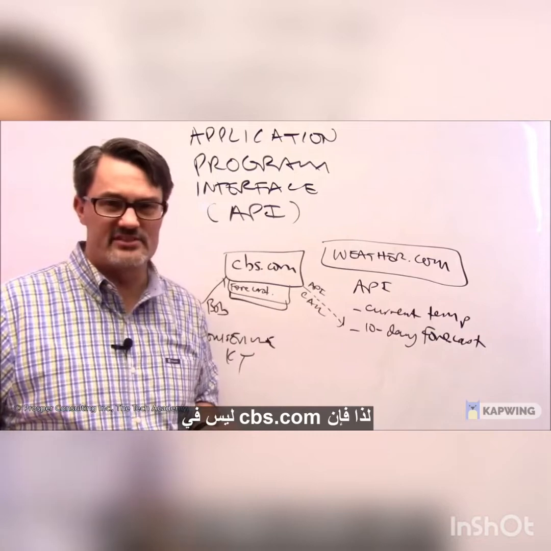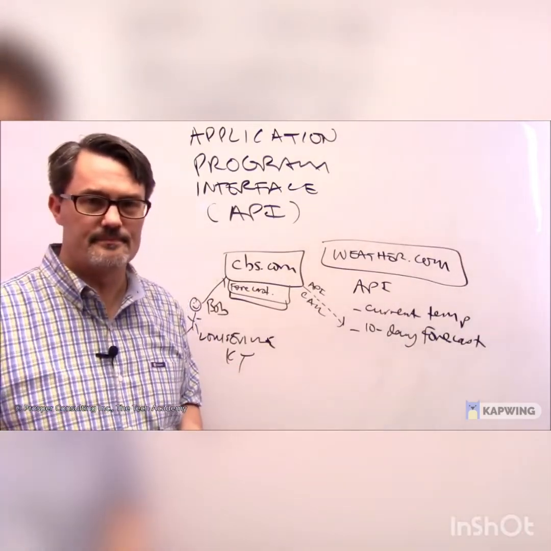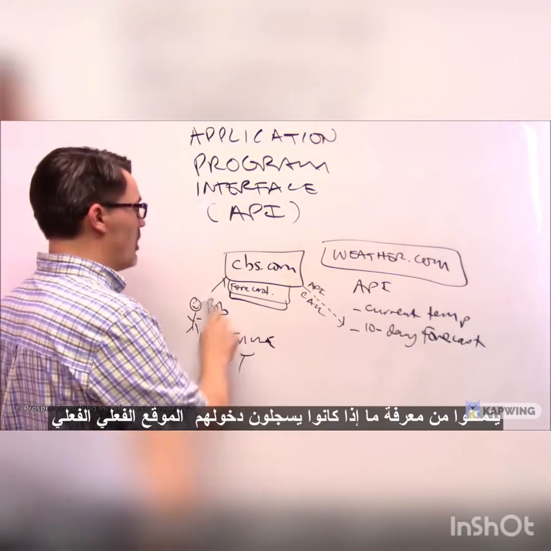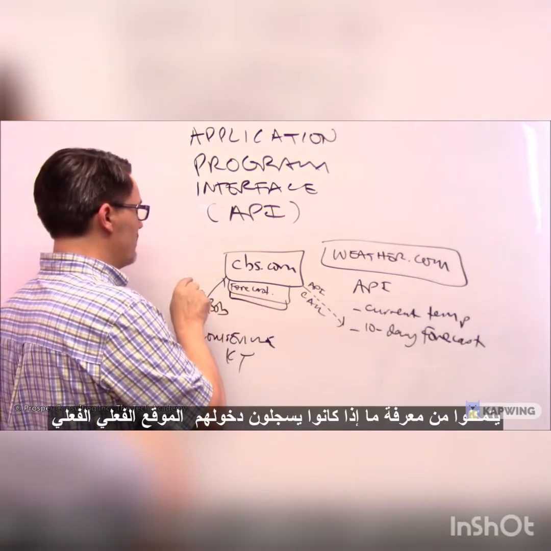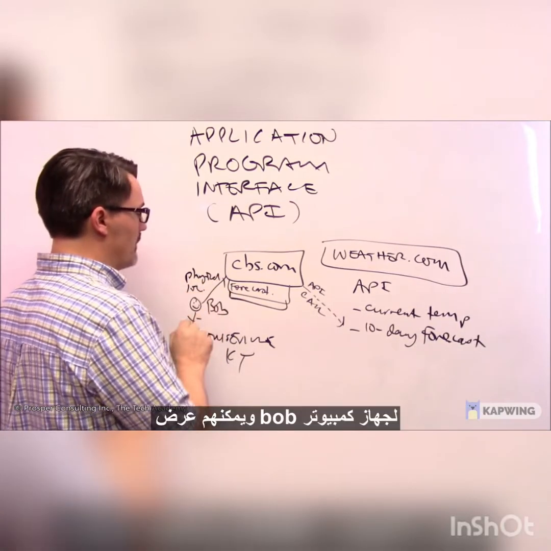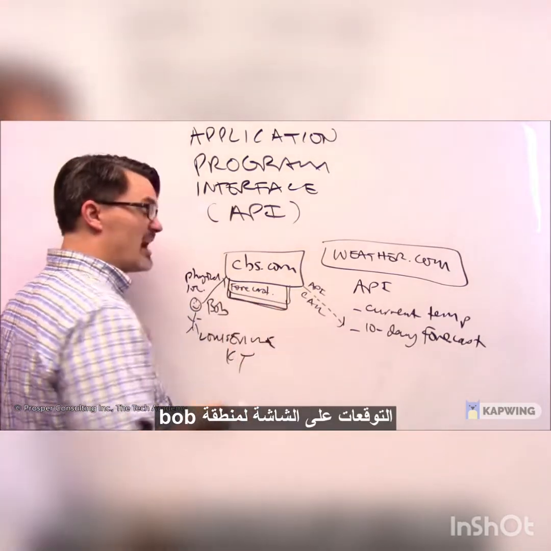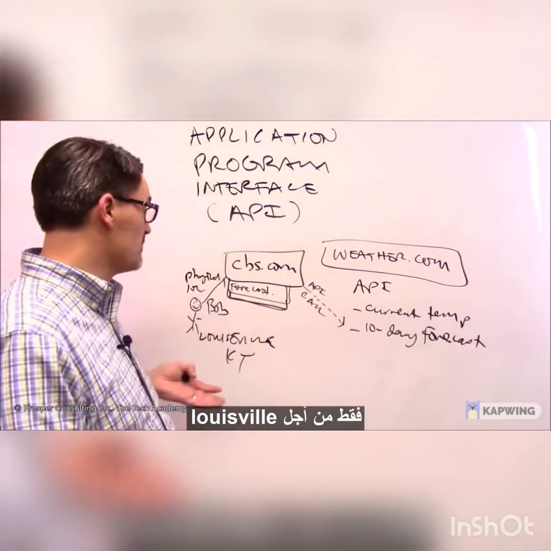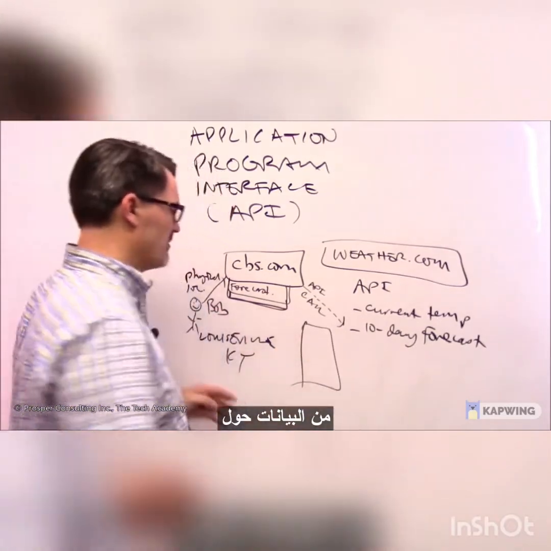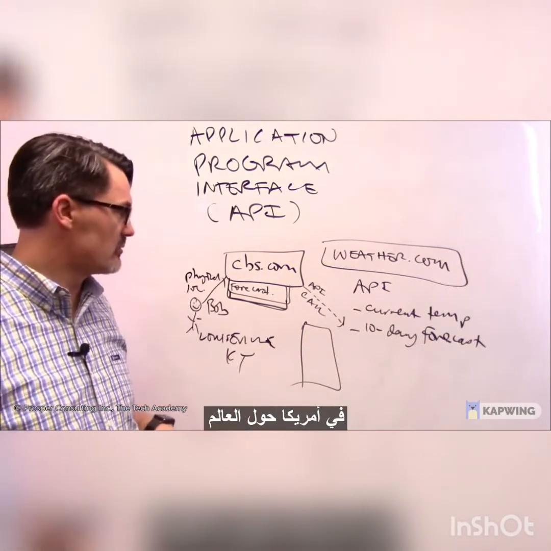So cbs.com is not in the business of running a giant weather collection service. What they'd like to do is have it so that when Bob logs in, they can tell the actual physical location of Bob's computer, and they could show on the screen the forecast just for Bob's area, just for Louisville. But again, they don't want to have a big giant collection of data about all the weather forecasts for every city in America or around the world.